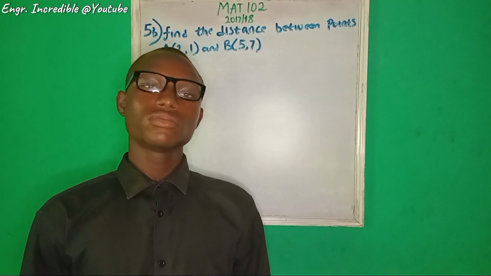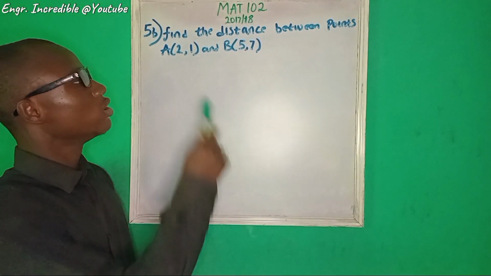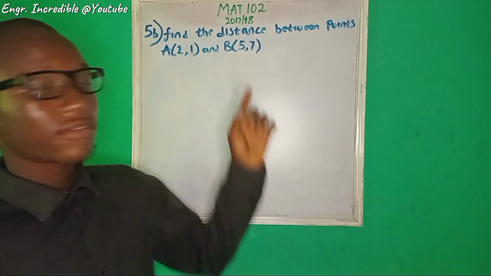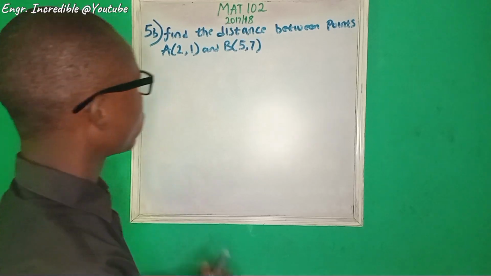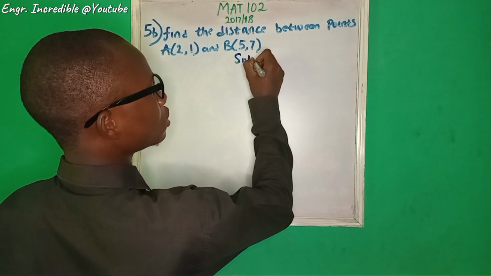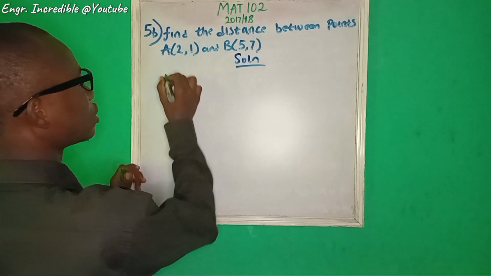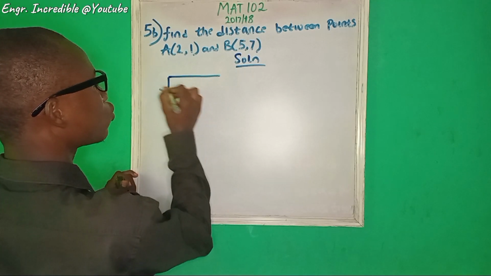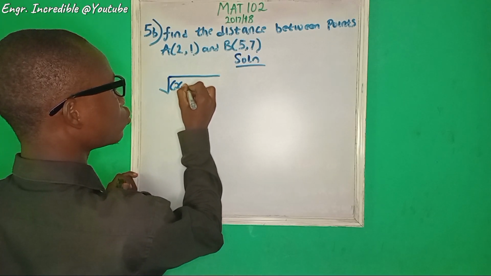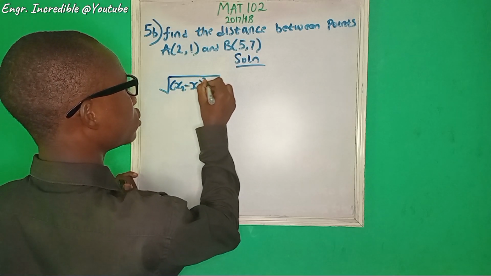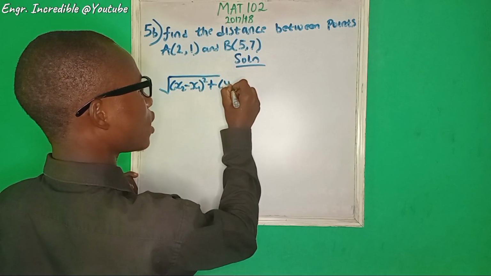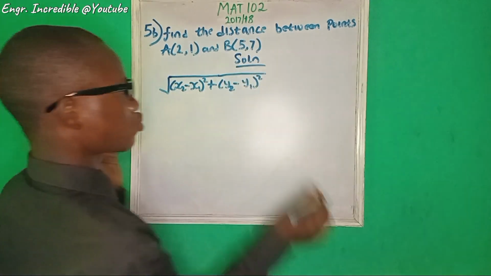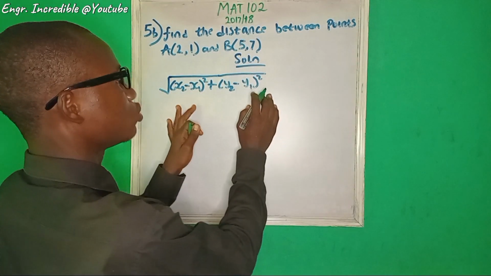So in question 5b here, it tells us to find the distance between point A (2, 1) and B (5, 7). So here is the formula for finding the distance between 2 points. The formula is the square root of (x2 minus x1) squared plus (y2 minus y1) squared, all square rooted. That is the formula for finding the distance between 2 points.